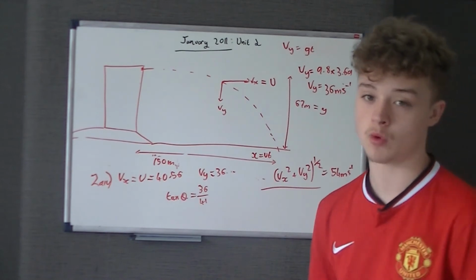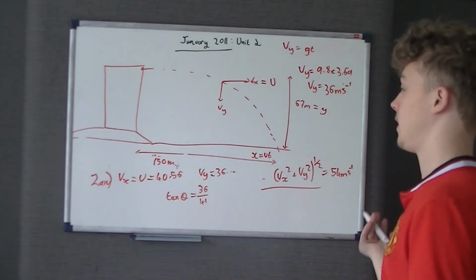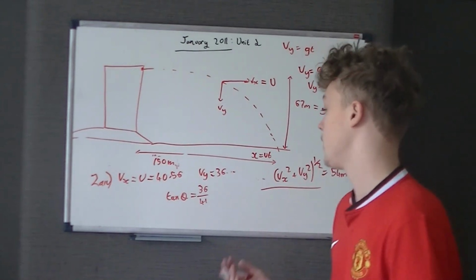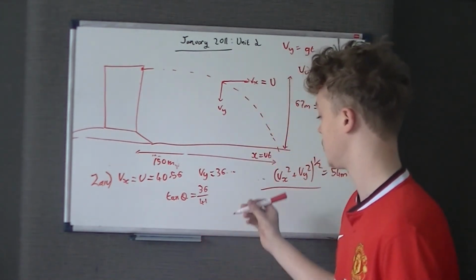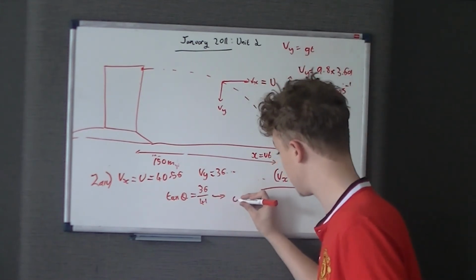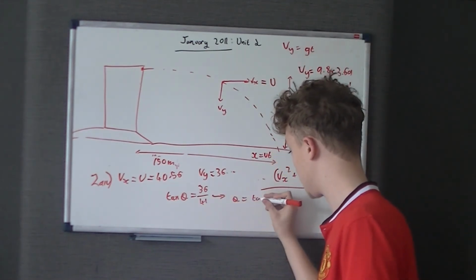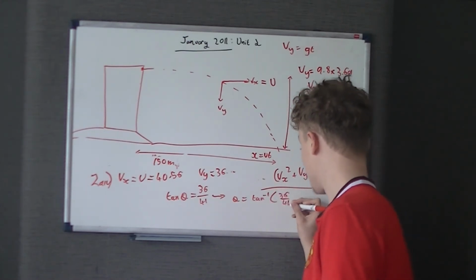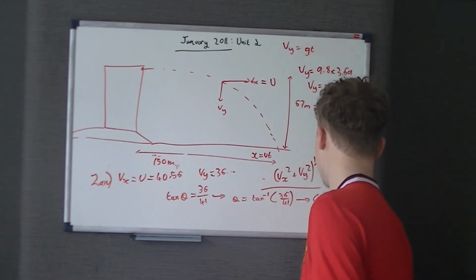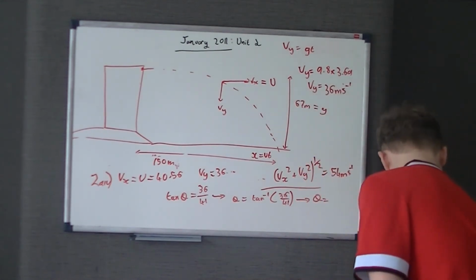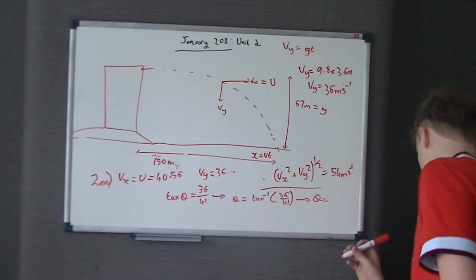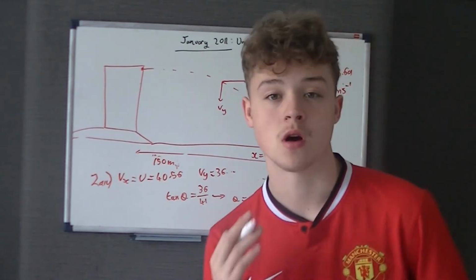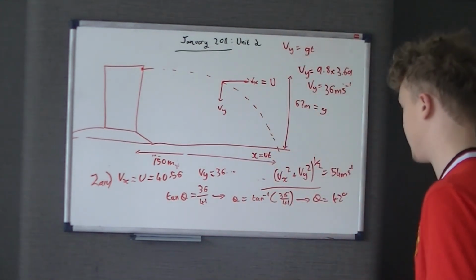What I mean is I'm just filling in the gaps. It has extra numbers at the end, which might make a difference, which it does. So theta equals the inverse tan of 36 over 41, and that should get you theta as 42 degrees from the horizontal. Don't forget to add that bit at the end there.